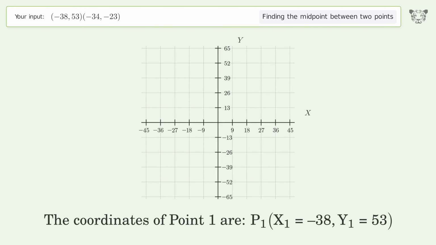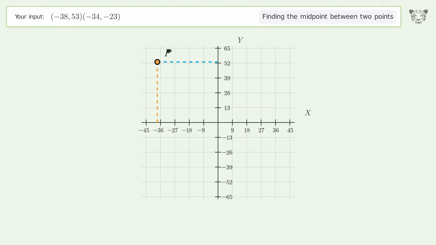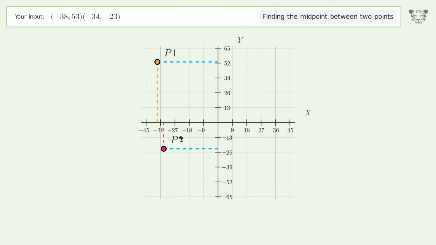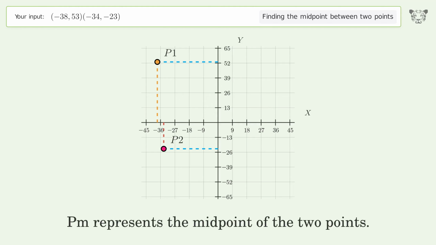The coordinates of point 1 are, x1 equals negative 38, y1 equals 53. The coordinates of point 2 are, x2 equals negative 34, y2 equals negative 23. PM represents the midpoint of the 2 points.